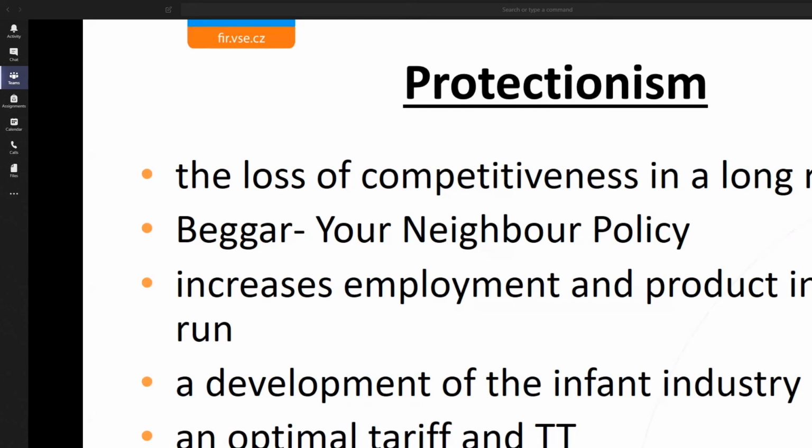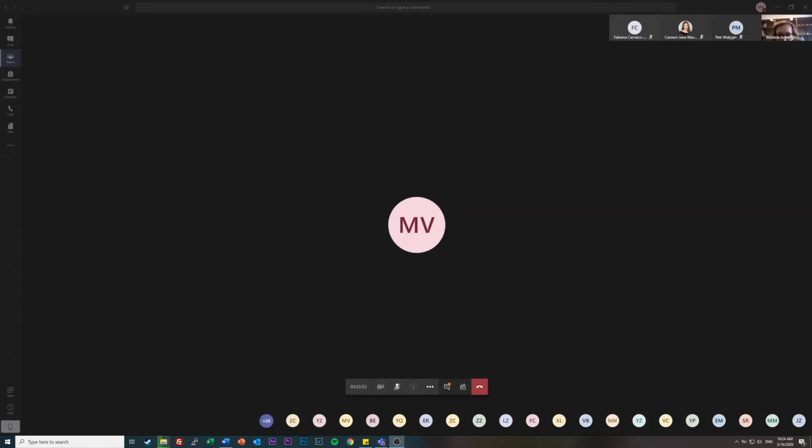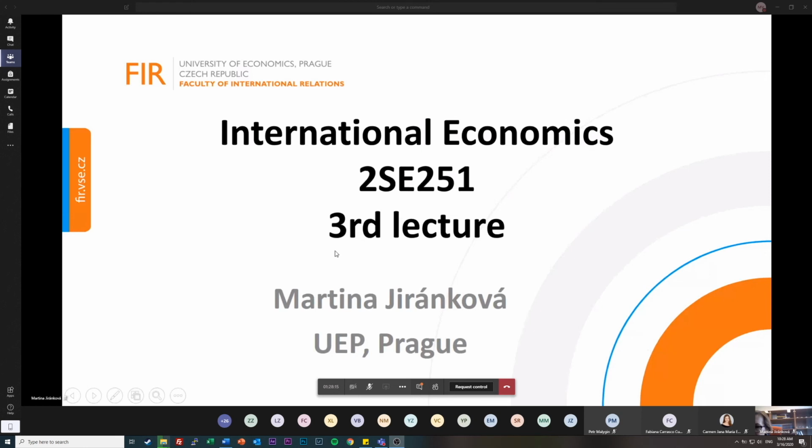The last point, an optimal tariff and terms of trade. Excuse me. In the third point, it says increases employment and product in the short run. Do you mean production? Yes, product, I mean production. Okay, thank you very much. GDP. The last point, the optimal tariff. Then the international factor movement.